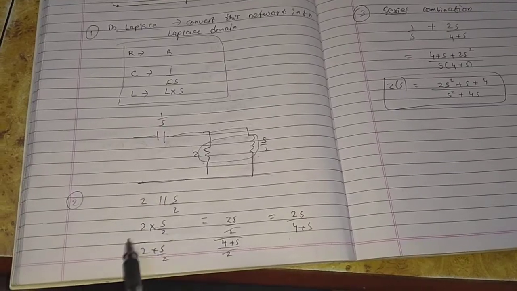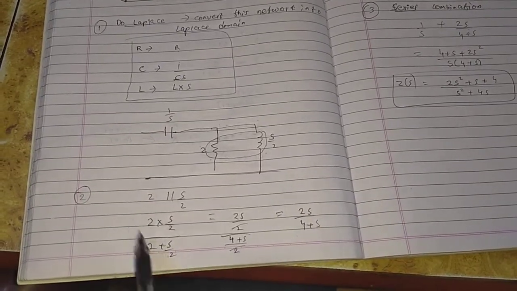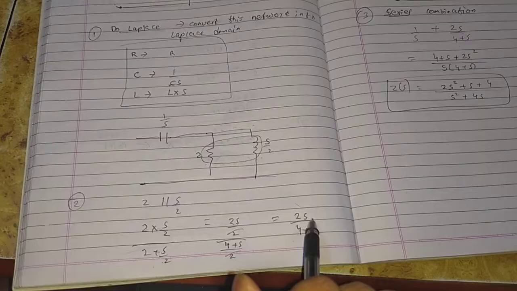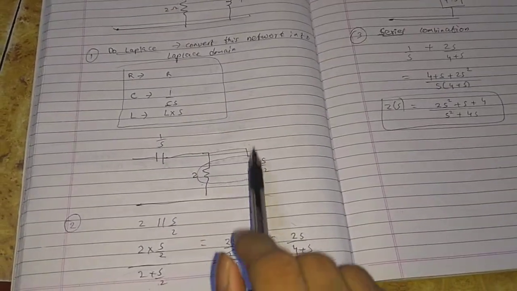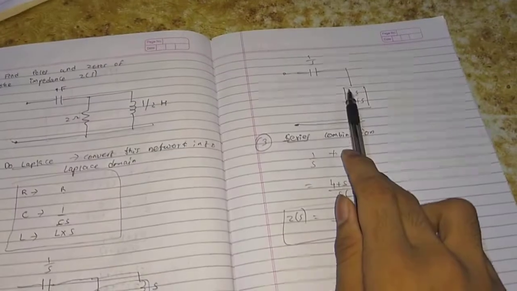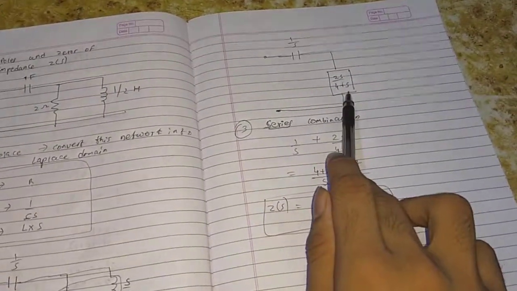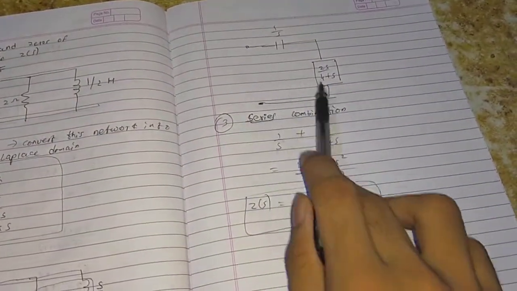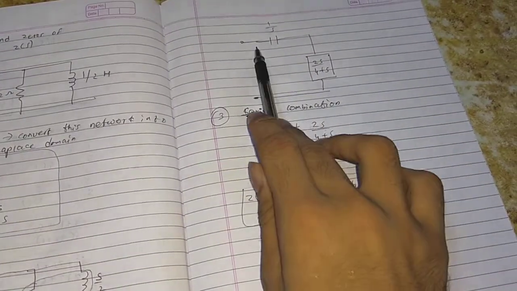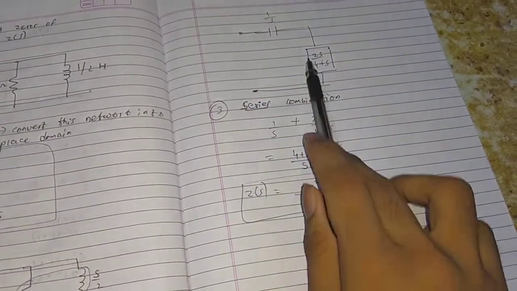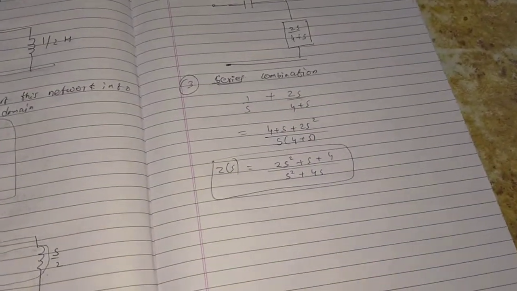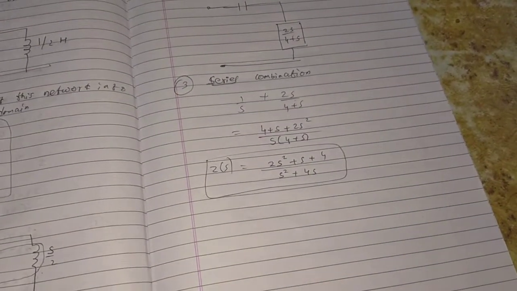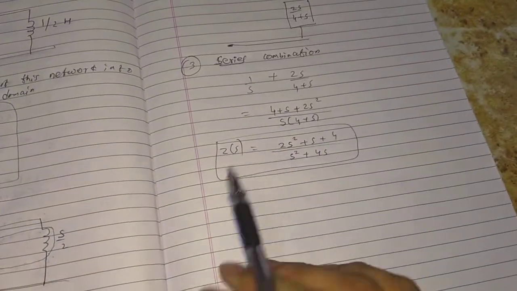We multiply and do addition, so you will get this value. After you get this value, draw the impedance box. After drawing my impedance box, my capacitor and impedance box are in series. For series, you just add the two values together, 1 upon s plus this value. So do the required mathematics and get the value of z of s.